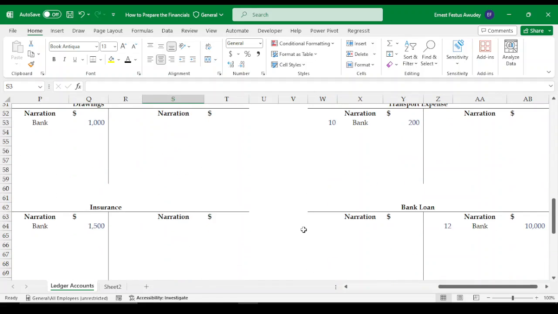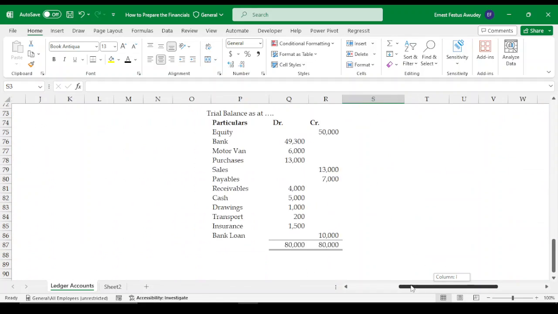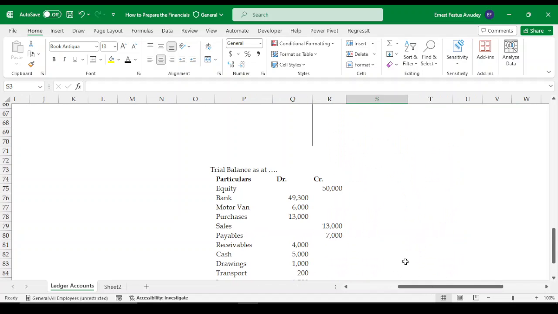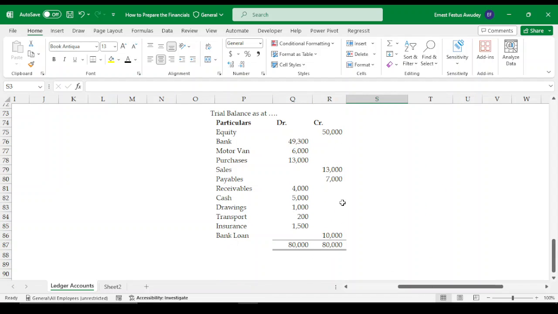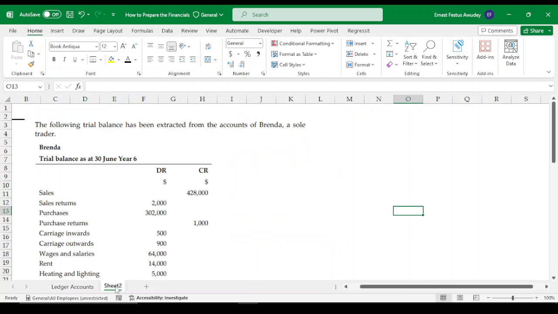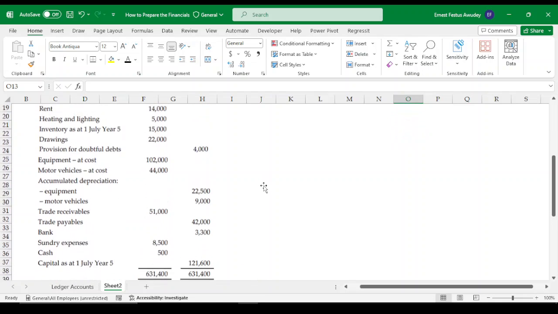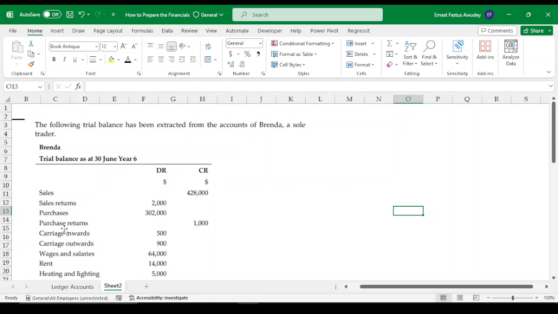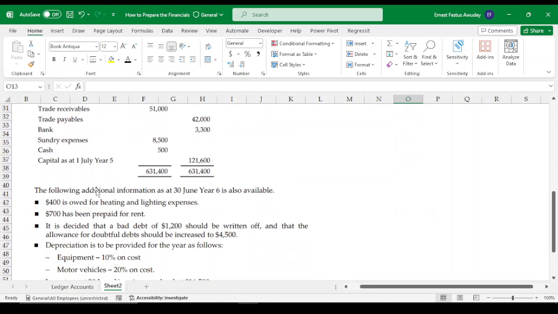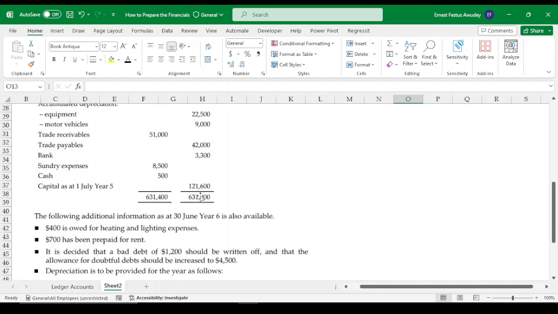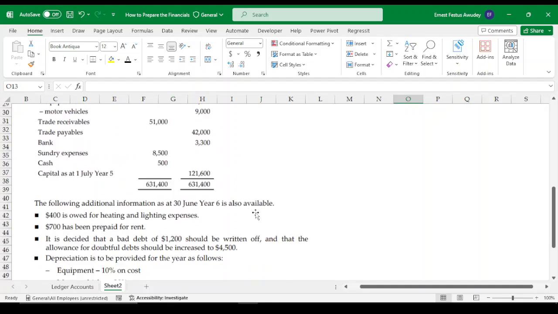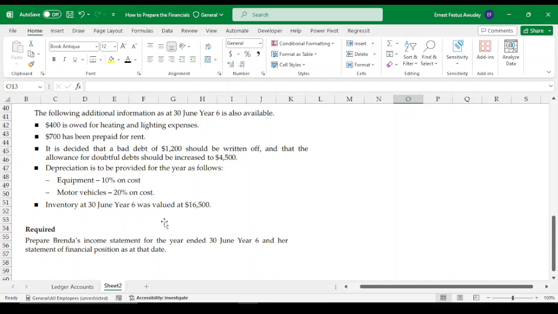In the next video, after extracting your trial balance, the next thing is to prepare your financial statements. But this trial balance is too small, or it doesn't contain enough information for us to prepare a full set of financial statements. Therefore, I've gotten another trial balance here. As you can see, this is a more comprehensive one, and it also has some additional information at the end of the period that we are going to use to adjust the figures within the trial balance to prepare a full set of financial statements. And we are going to do that in the next video.